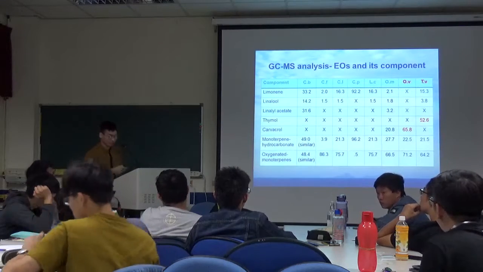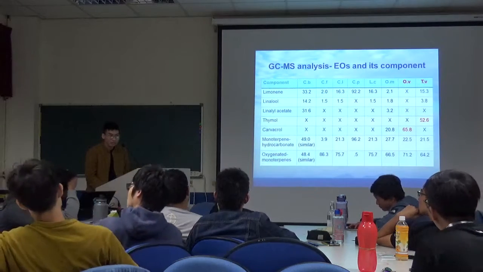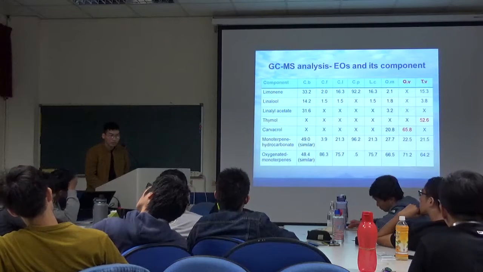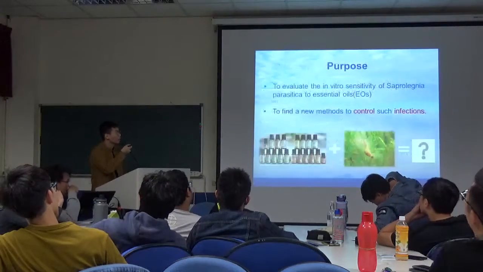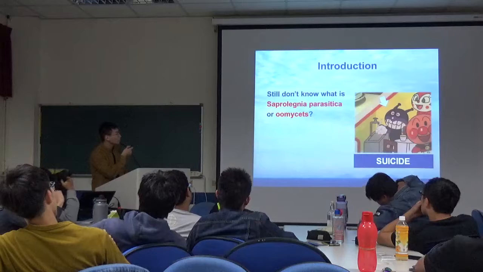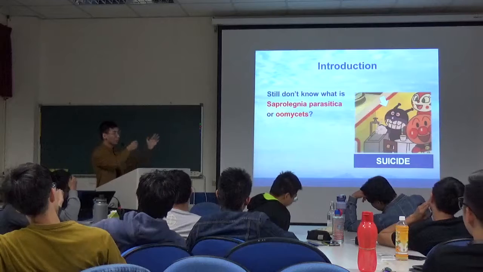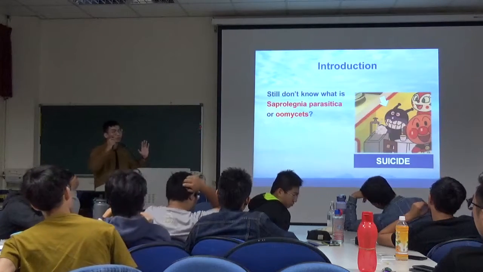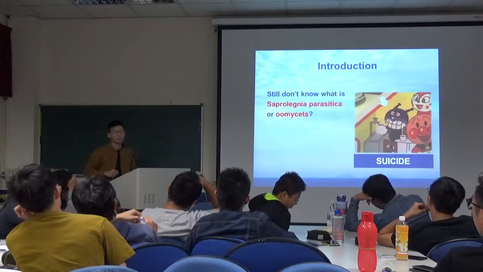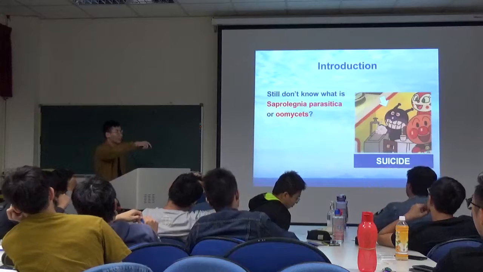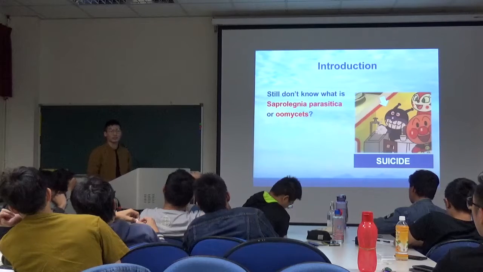Ethan. My question is about the infection. When does this infection happen most frequently? You mean Saprolegnia parasitica? Yes. This pathogen usually happens in winter because it likes the relatively low temperature. Yeah, the low temperature makes it reproduce.